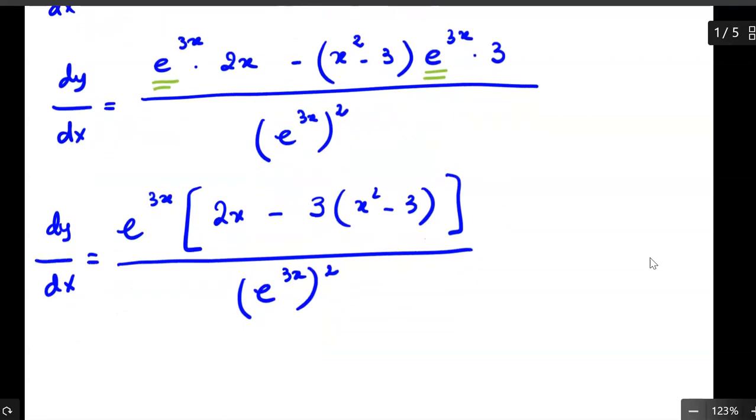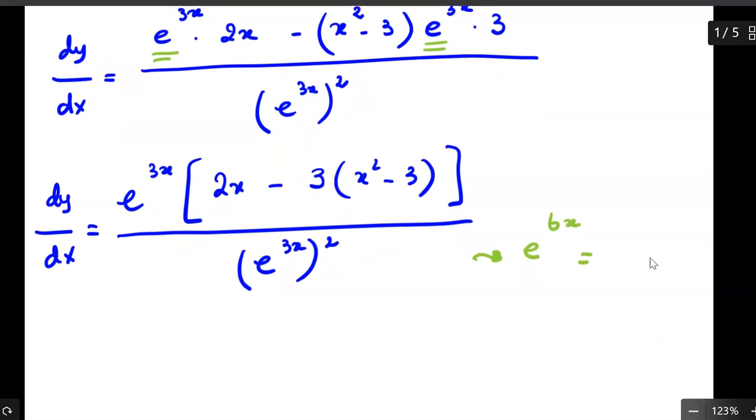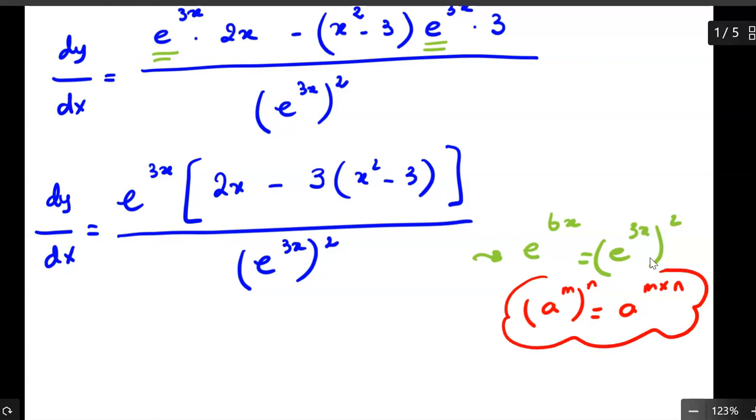Alright, so I should write it here for everyone that e to the exponent 3x, all squared, is in fact e to the exponent 6x. Just to remind everyone, if you have a raised to the exponent n, all of it to the exponent m, you have to multiply the two exponents.